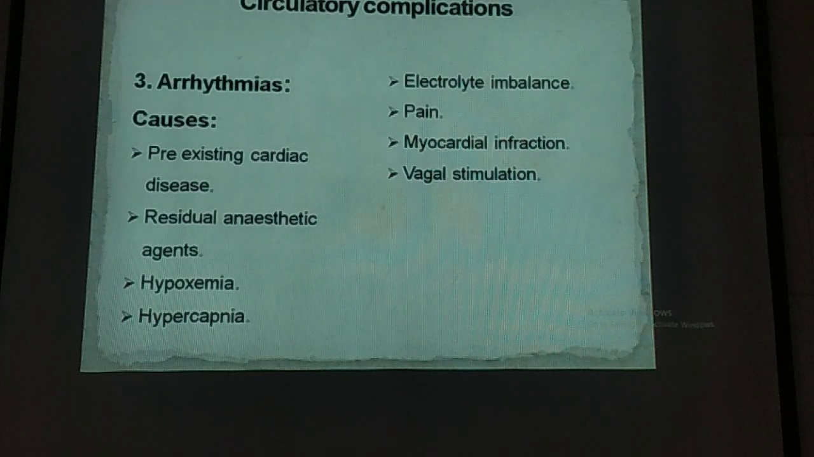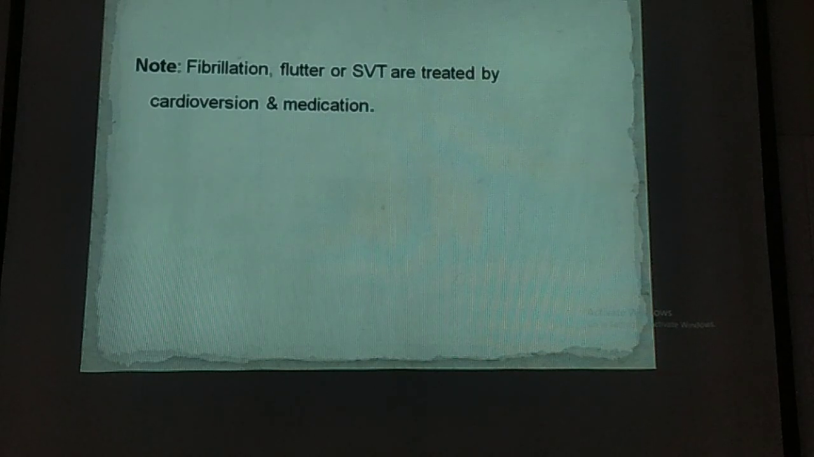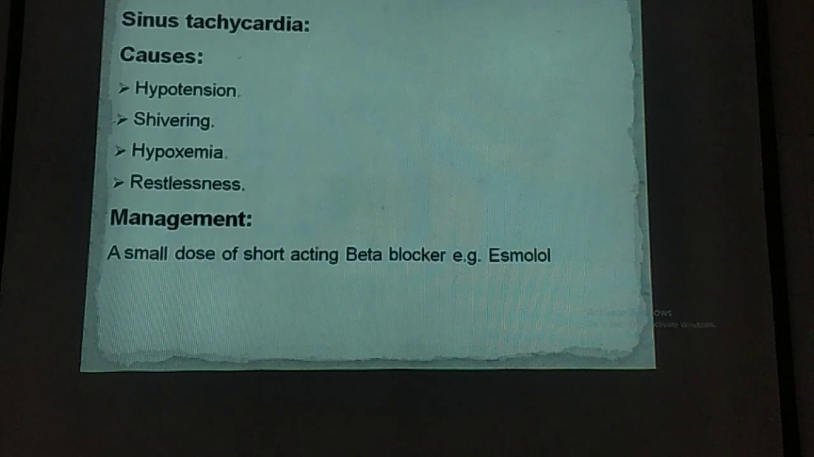Arrhythmias. Causes: pre-existing cardiac disease, residual anesthetic agent, hypoxemia, hypercapnia, electrolyte imbalance, pain, myocardial infarction, vagal stimulation. Fibrillation, flutter and supraventricular tachycardia are treated by cardioversion and respective medication.